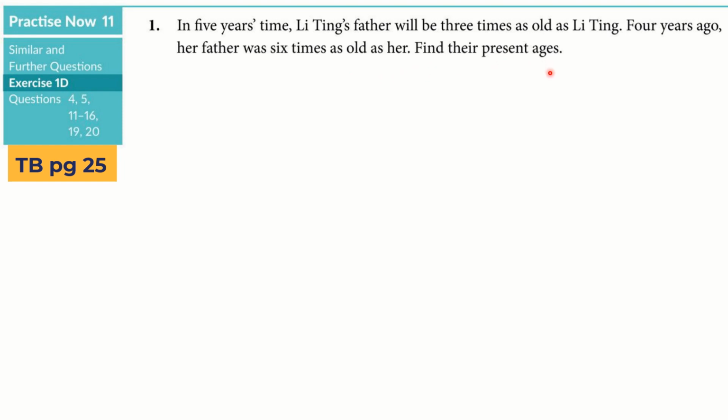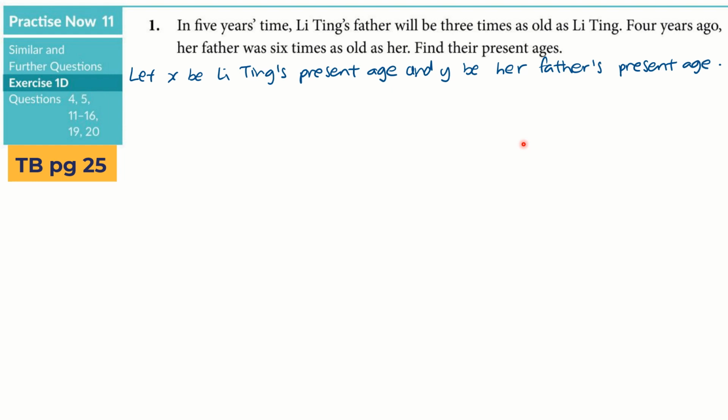So using the strategy that I shared with you earlier, given that we want to find some unknown, which is their present ages, and there are two people over here, we will let the variables be these unknowns. So I have defined X to be Li Ting's present age and Y to be her father's present age. So there are two people, I let one of them be X and the other one be Y years old.